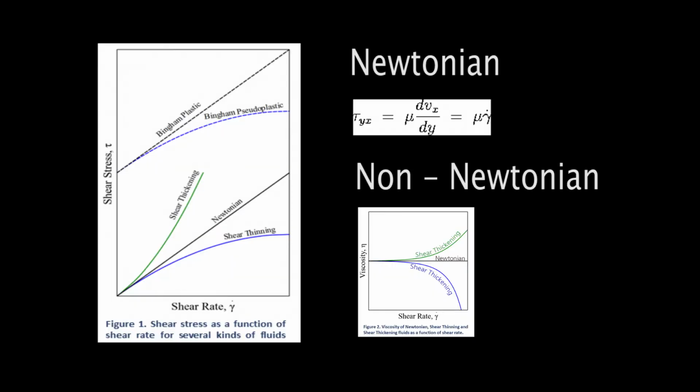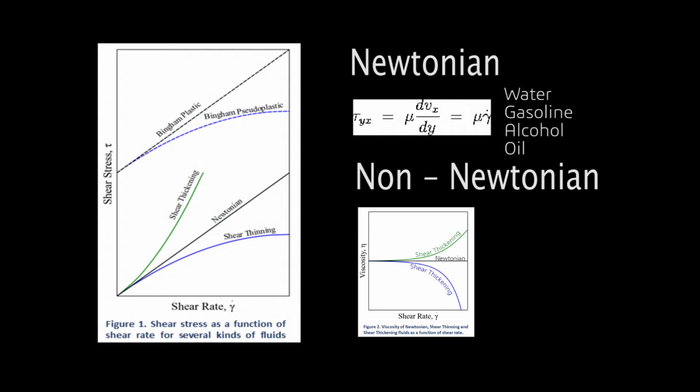Firstly, we will be looking at the characteristic properties of Newtonian fluids and non-Newtonian fluids. Newtonian fluids are those whose flow behavior is described by a simple linear relation between shear stress and shear rate. This relationship is known as Newton's law of viscosity, where the proportionality constant mu is the viscosity of the fluid. Some examples of Newtonian fluids include water, oil, gasoline, alcohol, or honey.